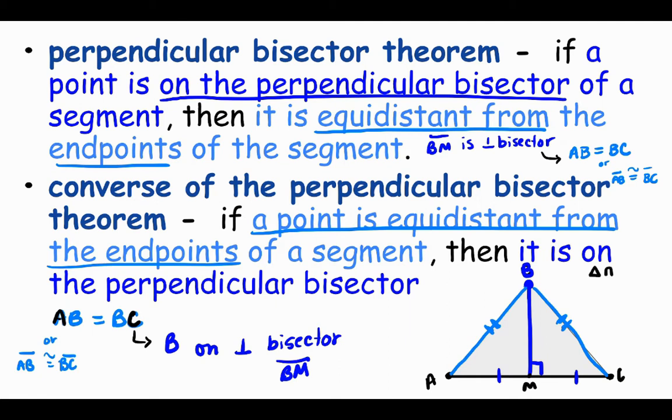Now, when we draw in those equidistant pieces, we actually create a triangle. The triangle that has vertices at A, B, and C is an isosceles triangle. And remember that with isosceles triangles, we can use the base angles theorem. So we actually get a set of congruent angles at A and C. We also are going to use the fact that because of an isosceles triangle, anytime we have our vertex angle perpendicular to the base, that segment is always going to be the perpendicular bisector.